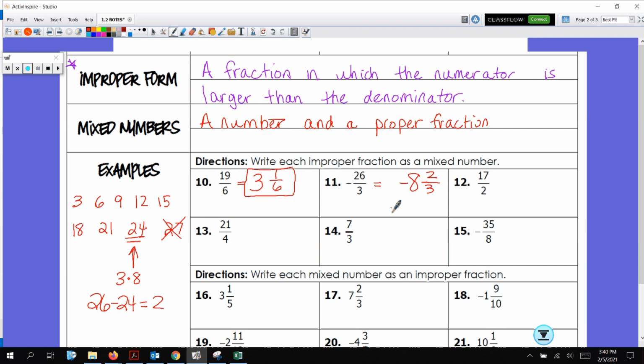I'm going to do it again for number 12. Let's get rid of this business here. And if you ever need to pause or rewind, because sometimes I talk fast, just do so. You have all the controls at your fingertips.